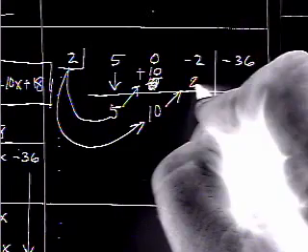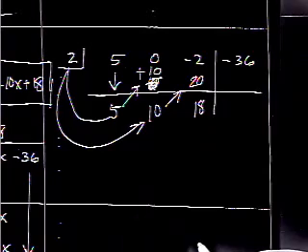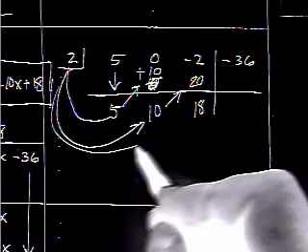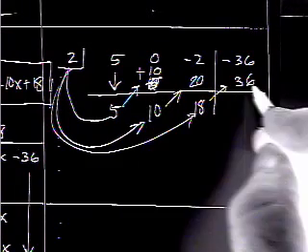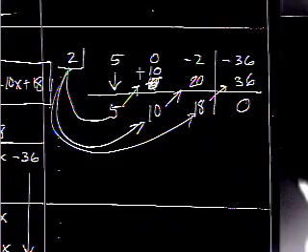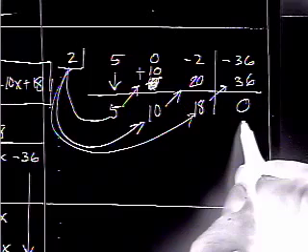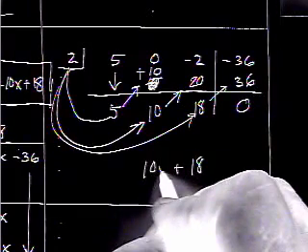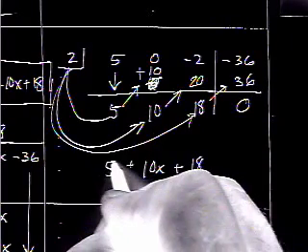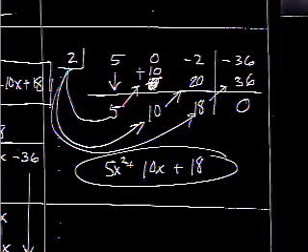Alright, so 2 times 10 is 20. We add those together. 2 times 18 is 36, and we add those together. See, every time we're just putting that one in the next column and adding. So that's my remainder, that's my constant, that's my linear term, and that's my quadratic term. And so there's my answer.